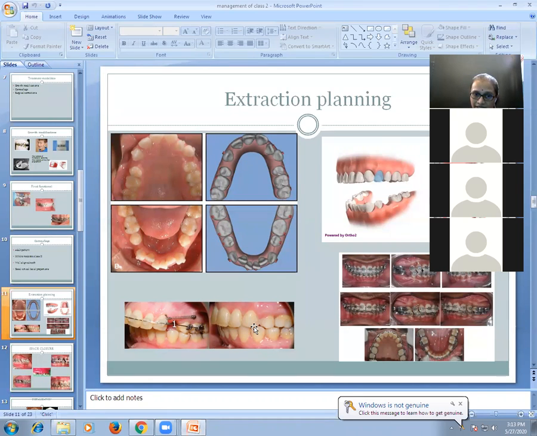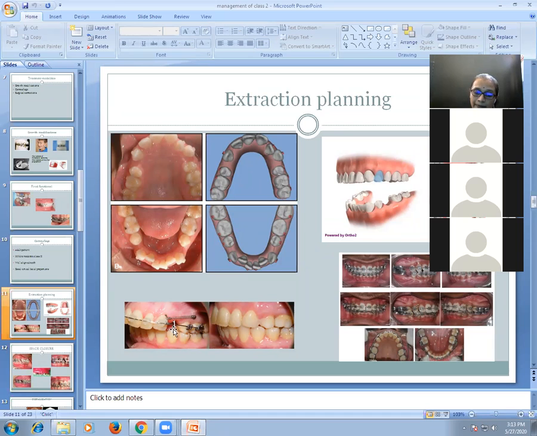Now coming to extraction, there are different protocols of extraction. Most likely we will extract upper premolars and lower premolars. Which premolar to extract when? In some cases, we can extract all four premolars. See here, like this. All four premolars. Then you will relieve the crowding or correct the proclination and close the space.